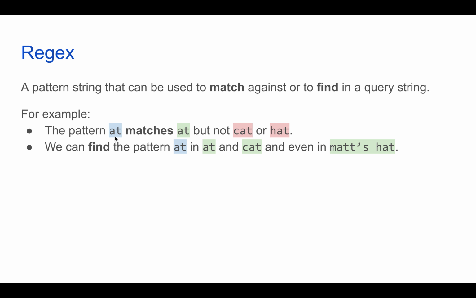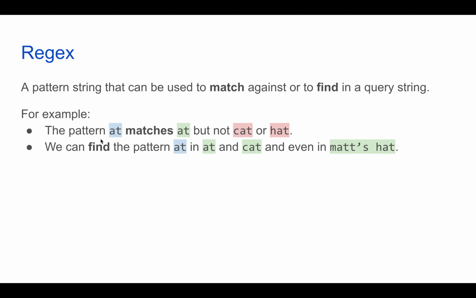So for example here, if I have a pattern AT, then that matches the word AT, obviously because they're the exact same, but it doesn't match cat or hat. And that's because cat and hat are both longer than at. They're not exactly the same, so these queries, cat and hat, don't exactly match the pattern at.